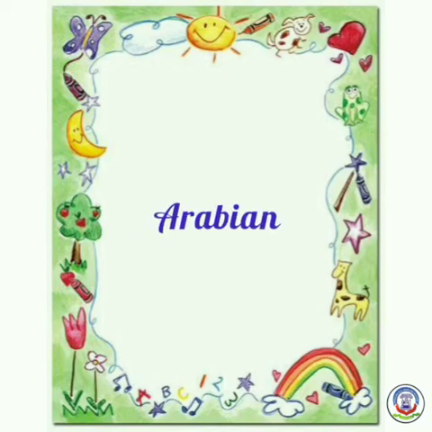Number 9. Arabian. A-R-A-B-I-A-N. Arabian is a name of a sea. Arabian means Arab. Number 10. Autumn. A-U-T-U-M-N. Autumn is the season after summer and before winter. In this, the trees shed their leaves. Autumn ka matlab hota hai patjar.